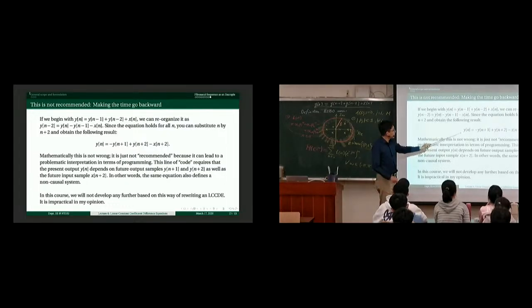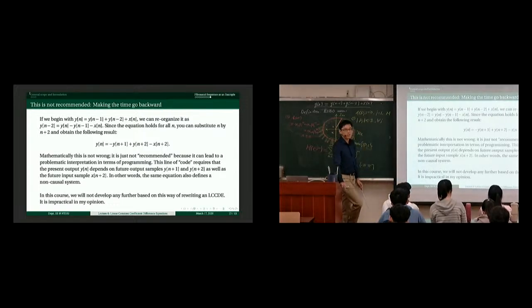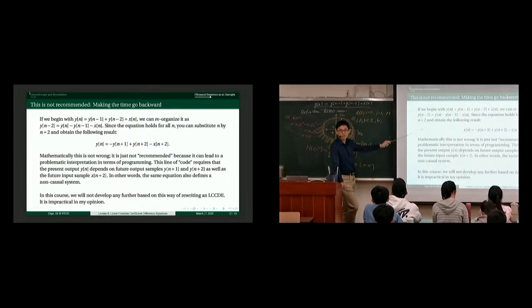So it seems to suggest that you can write a line of code like that, okay? One line of code where y[n] depends on the future two samples. Mathematically, it's correct, but physically, this is not a line of code that can be implemented, unless we know the future, right?